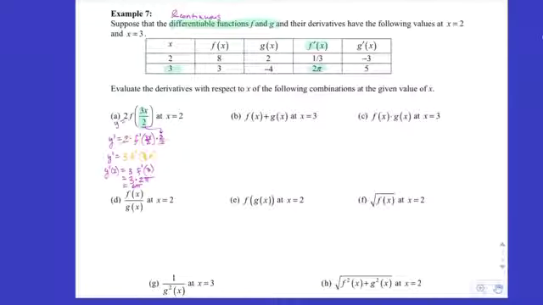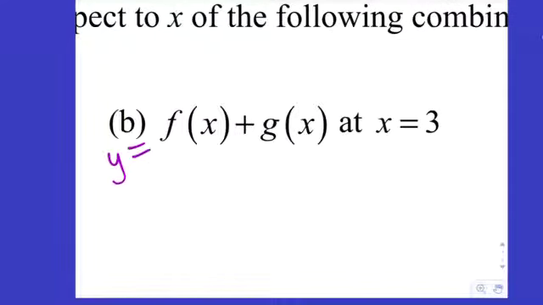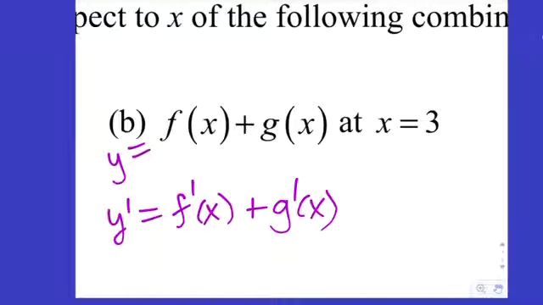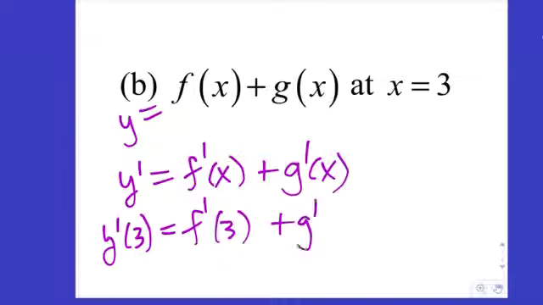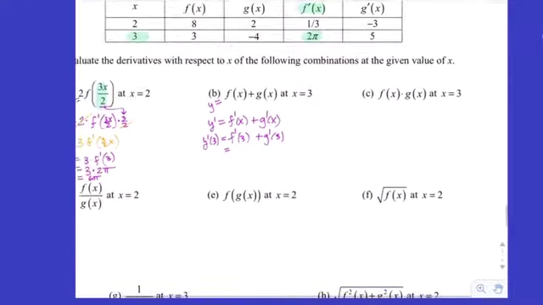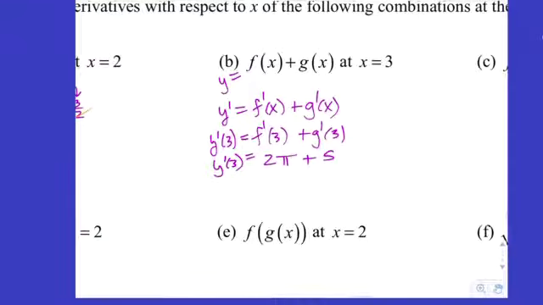So let's go ahead and just keep going. These are going to get kind of boring. Letter B, y equals, I'm already bored. Y prime is equal to f prime of x plus g prime of x. That was easy. There was no chain rule or anything involved. Y prime of 3 is f prime of 3 plus g prime of 3. Well, let's see. That's going to be 2 pi plus 5. And that's about as simplified as we're going to get it. 2 pi plus 5. Excellent.